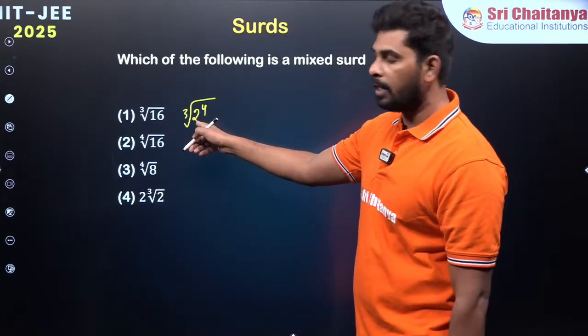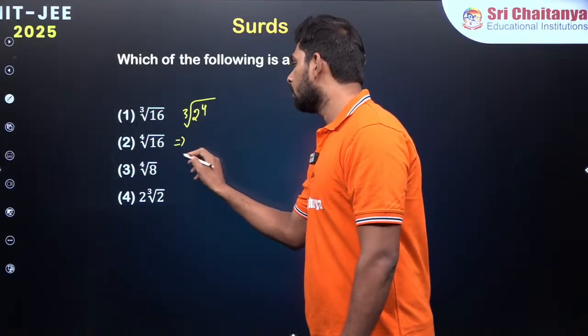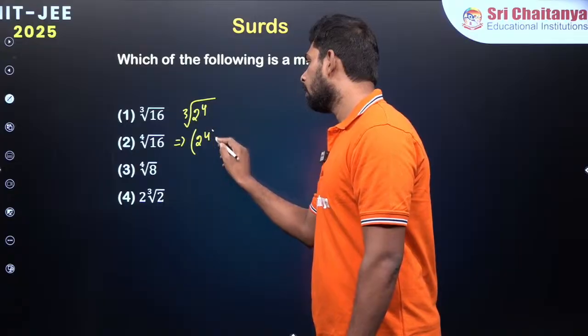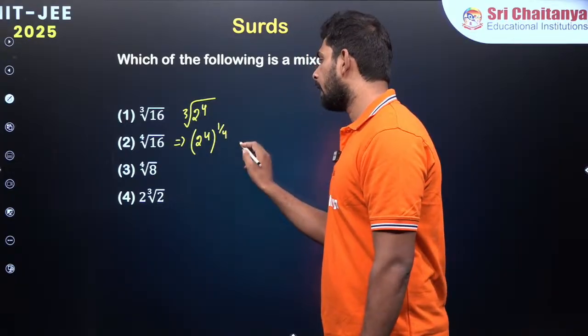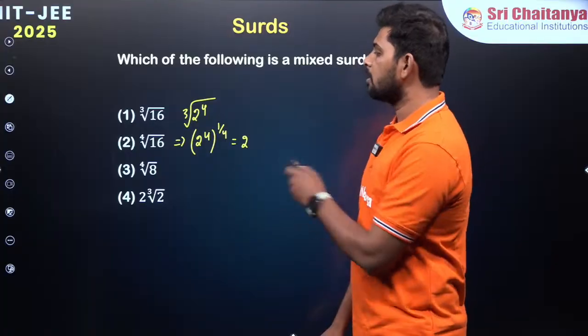So you cannot write this one as a mixed surd, you cannot take 2 outside there. But what about this one over here? This one you can write directly as 2 power 4 whole power 1 by 4. These two are getting cancelled. You are going to write it as 2. This is not a surd at all, so it's not a mixed surd either.